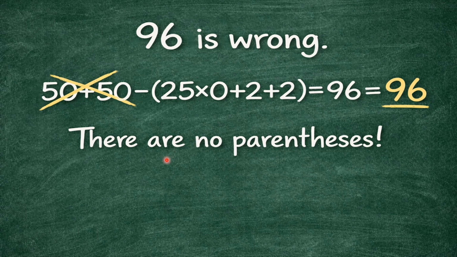There are no parentheses. 100 minus 0 plus 2 plus 2 is 104. 100 minus 0 plus 2 plus 2 is not 96 unless you have parentheses here that don't exist. So again, that's wrong.